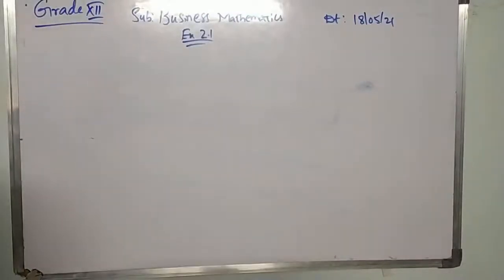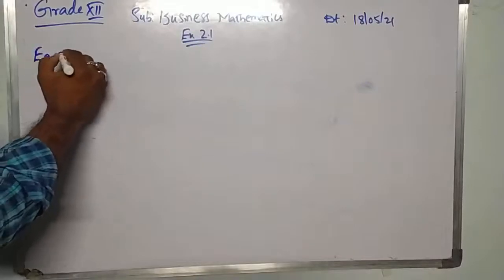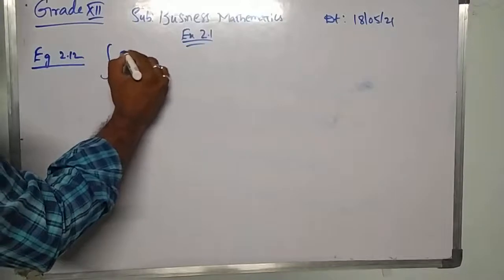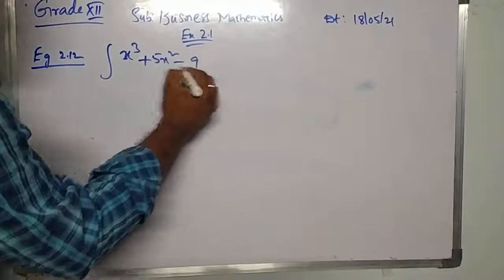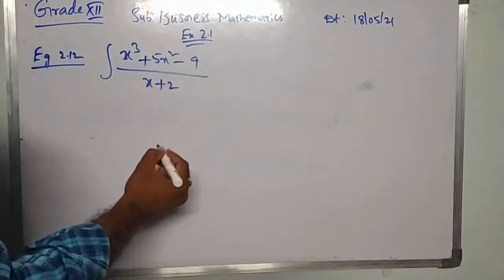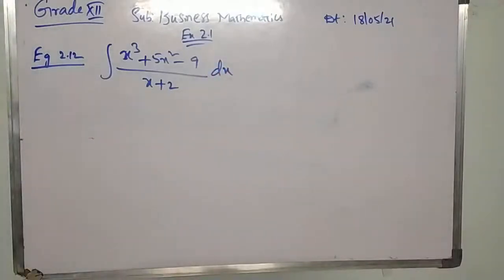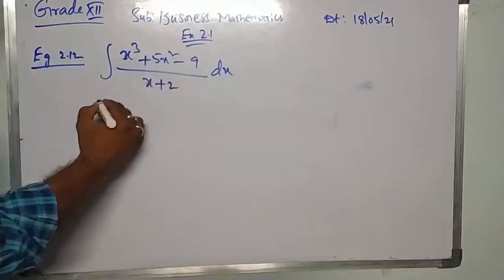So next, let us see example 2.12. Integral x cube plus 5x square minus 9 divided by x plus 2 dx. Here we cannot split because it is x cube now. So let us start doing division.